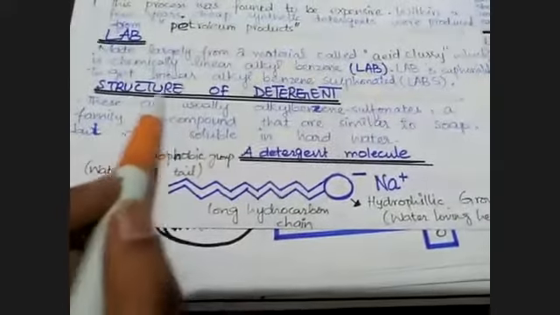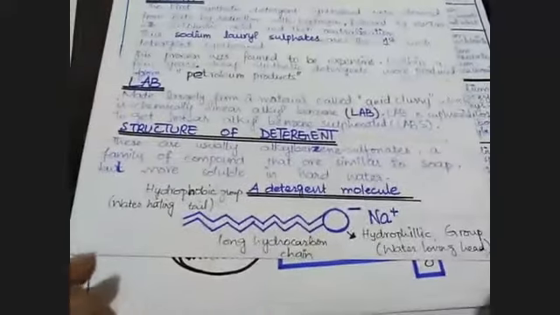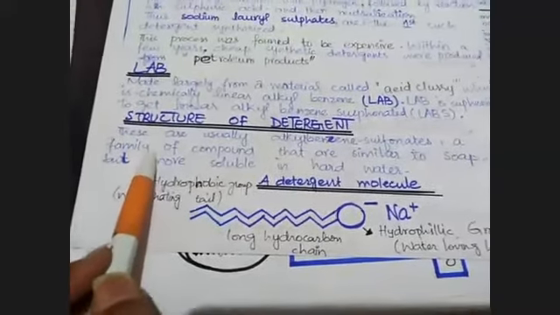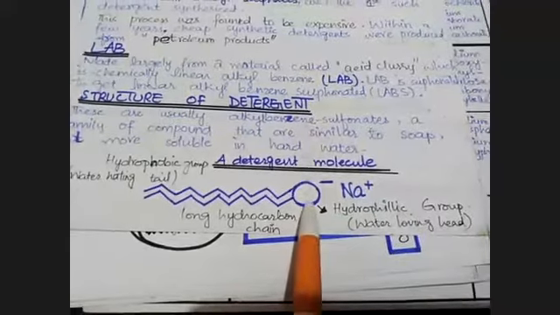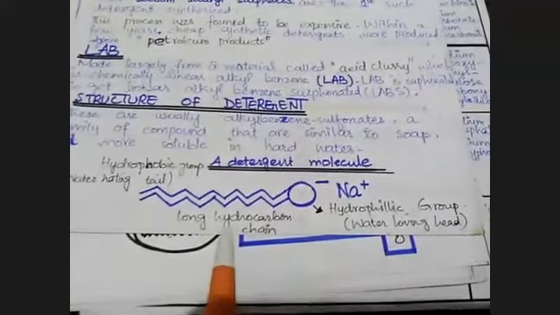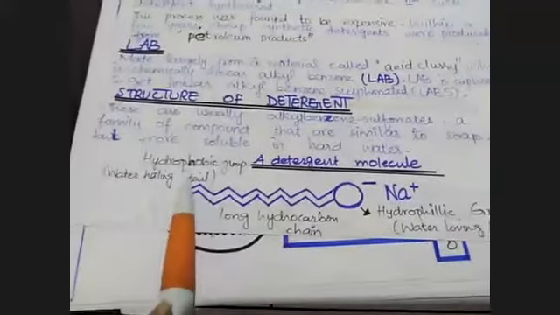Now, I'm going to talk about the structure of the detergent. You can see that this is the soap molecule. Yes, both structures are the same, but there's a little bit of difference in the cleaning reaction. You will come to know that after this. Structure of the detergents. This is the same structure as the soap. This is the hydrophilic group, which is the water-loving head, and the long hydrocarbon chain or long hydrocarbon tail, the hydrophobic group, the water-hating tail.